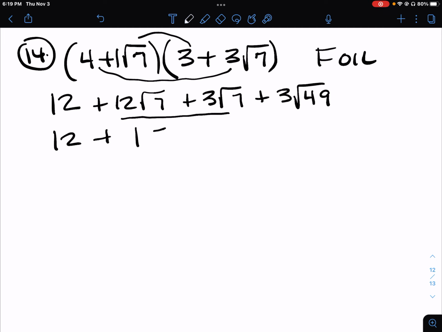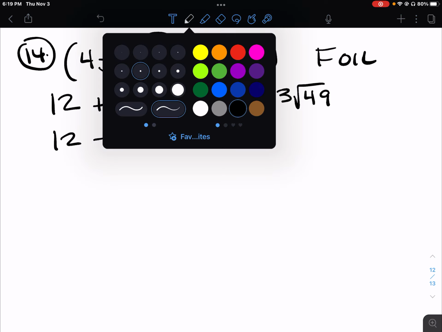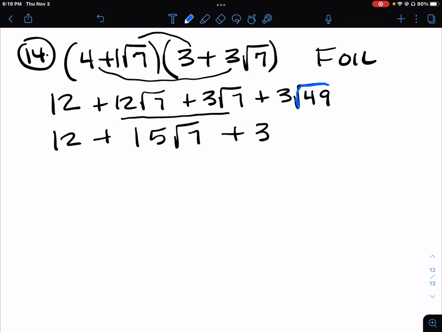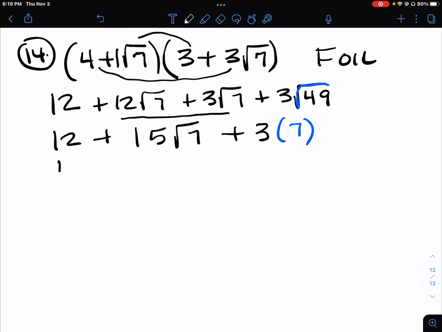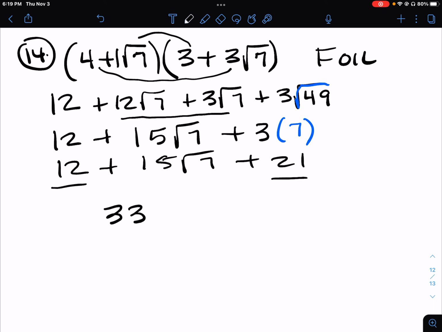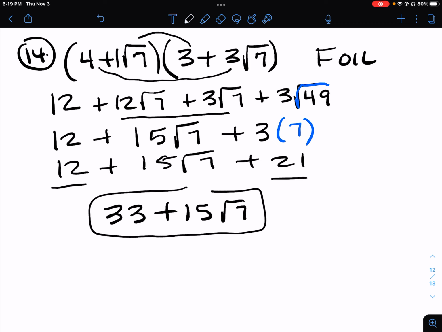Like terms in the middle. The square root of 49 is 7. Okay. 3 times 7 is 21. And 12 plus 21 is 33. And we stop there because they're not like terms.